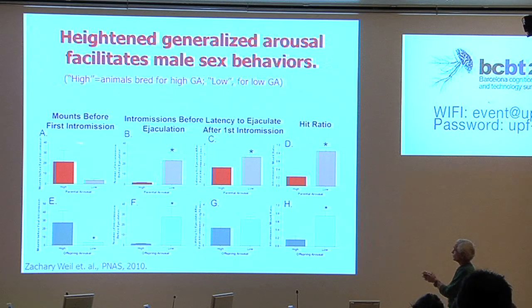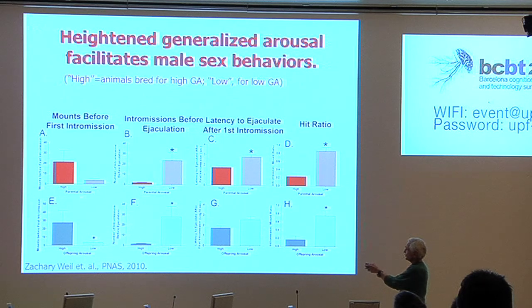In the male as well, just look at the left side of this slide. What we did is we bred, as you know, for heightened arousal or for lower arousal. And whether you tally your data according to the parents in the high arousal line versus the low arousal line, or the offspring in the high arousal line compared to the low arousal line, when you look at the number of mounts before the male gets the first penile insertion, it's called an intermission.